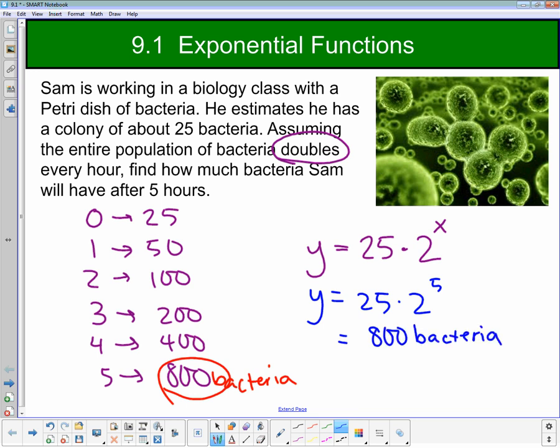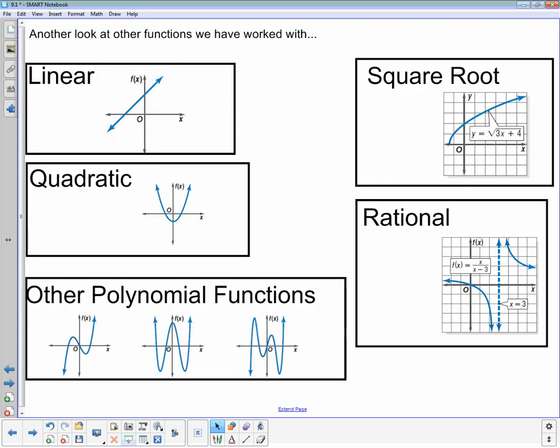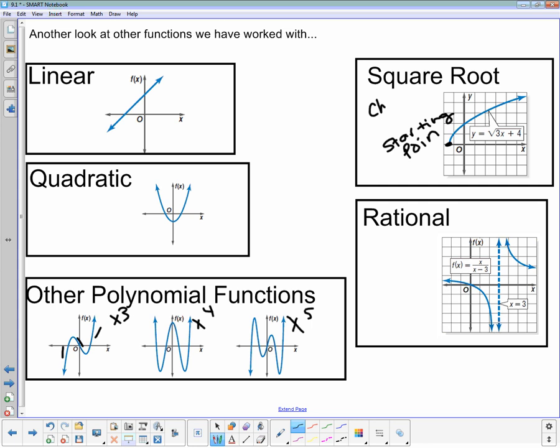So let's just recap some functions that we've worked with so far this year. We've definitely worked with linear. We're good with those. We know about quadratic. We know about other polynomial functions, the ones that are x to the third, or x to the fourth, or x to the fifth. We definitely looked at square roots, where we had that starting point and then it only continued in one direction.